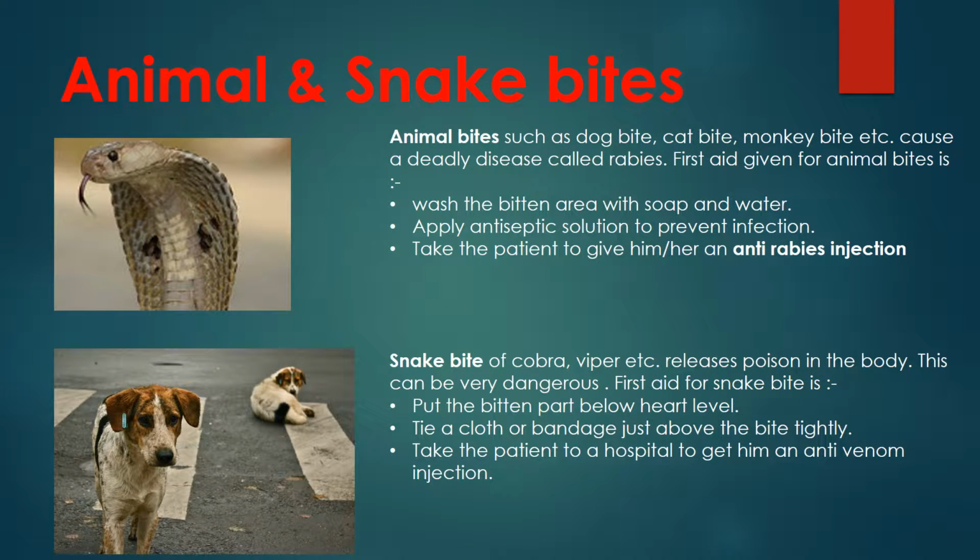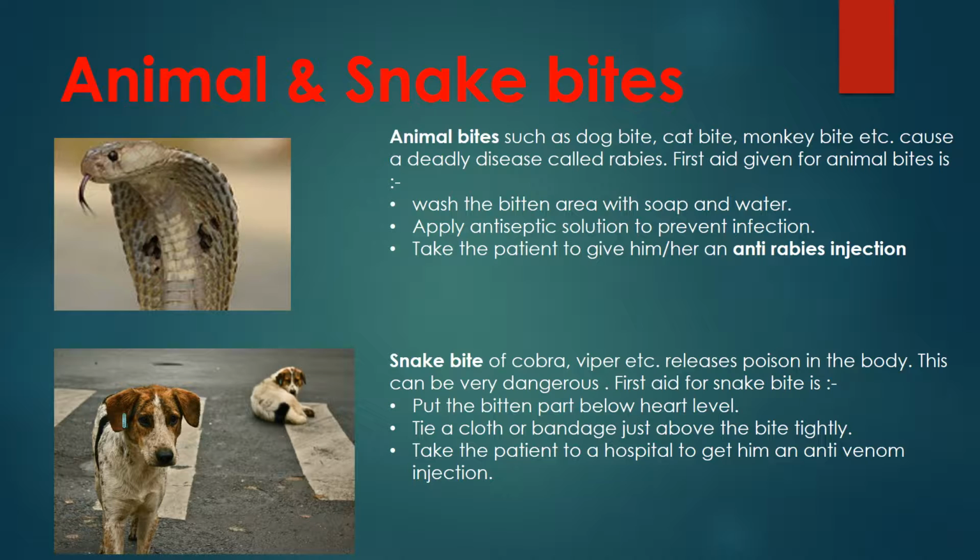Animal bites. The bites of animals such as dogs, monkeys, and cats can be dangerous. The saliva of these animals contains germs that can cause a deadly disease called rabies. When an animal bites someone, the germs from its saliva enter into the body of the person. To avoid germs from spreading into the body, the first aid given for animal bites is wash the bitten wound with soap and water to remove the saliva. Apply an antiseptic solution on the wound to prevent infection. Take the patient to the doctor to get her or him an anti-rabies injection.